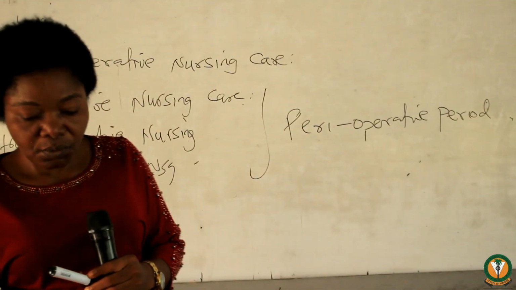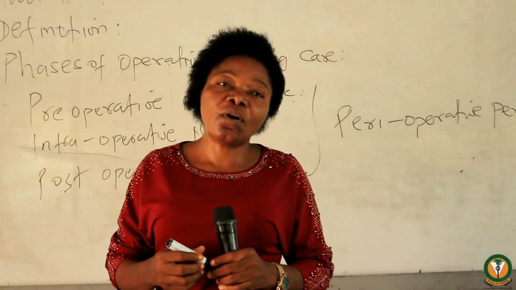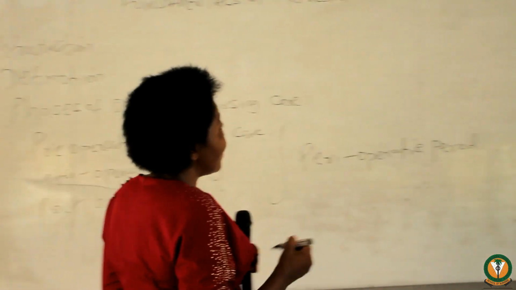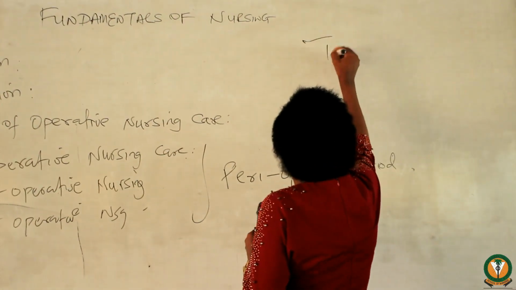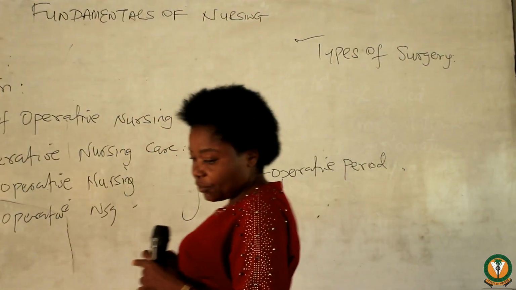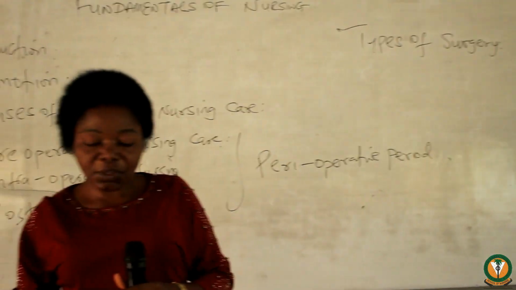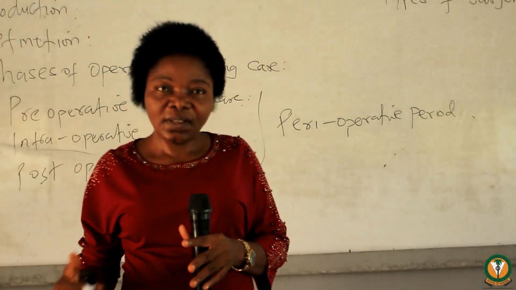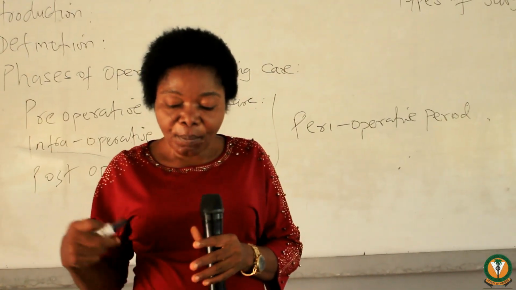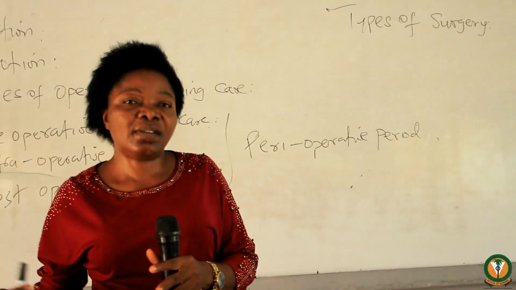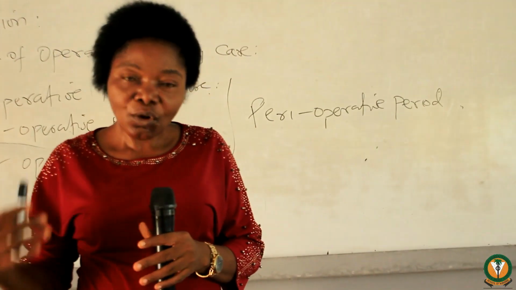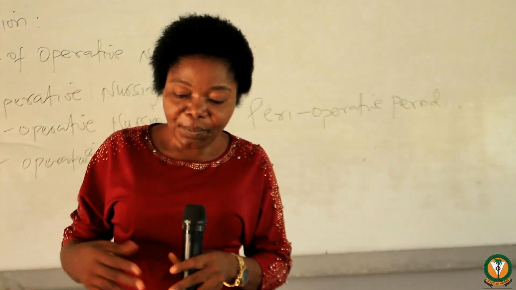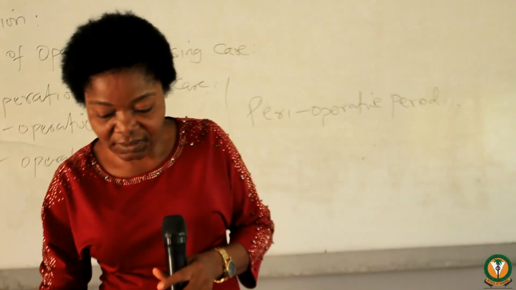So we move on to types of surgery or classification of surgery. We have three main types of surgery. Number 1 is according to purpose or reason the surgery is being done. Number 2 is according to the risk involved in the surgery. Number 3 is according to urgency. Then what do we mean by according to purpose or reason?